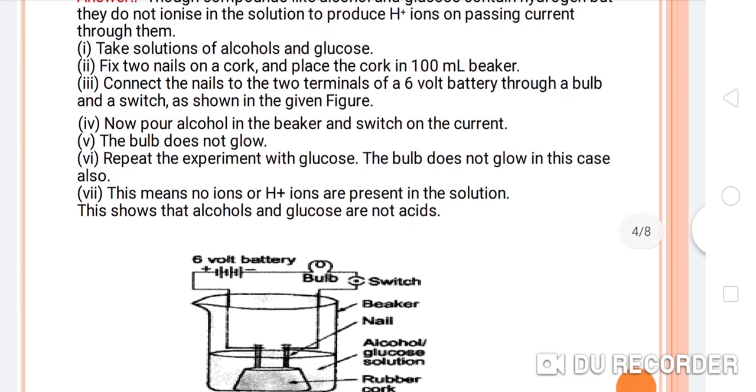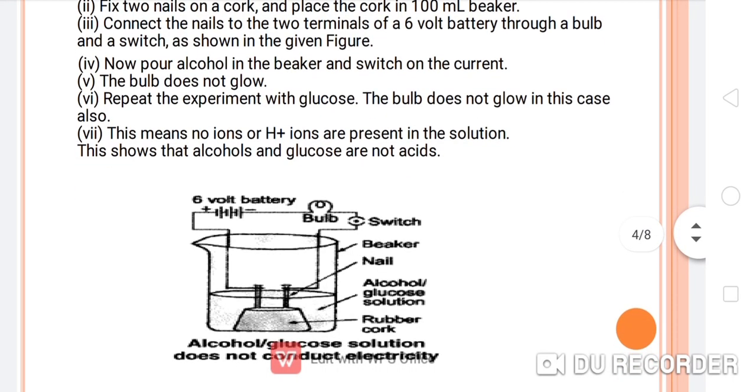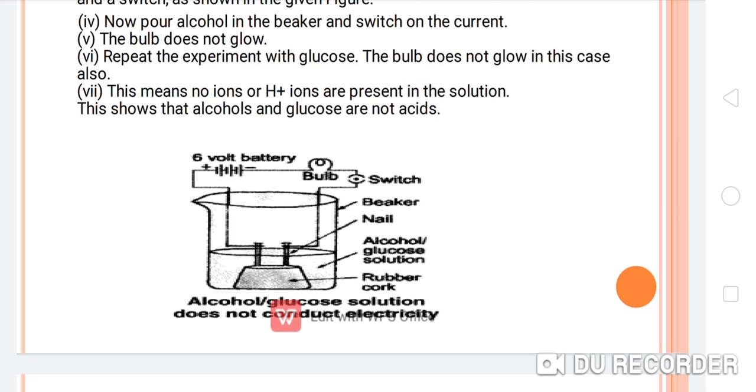Okay. Now next, pour alcohol in the beaker and switch on the current. The bulb does not glow. Okay. Now next, repeat the experiment with the glucose. The bulb does not glow in this case also. Why? This means no ionization, no H positive ions are present in the solution. This shows that alcohol and glucose are not acids. Okay, so here is the experiment we have done.